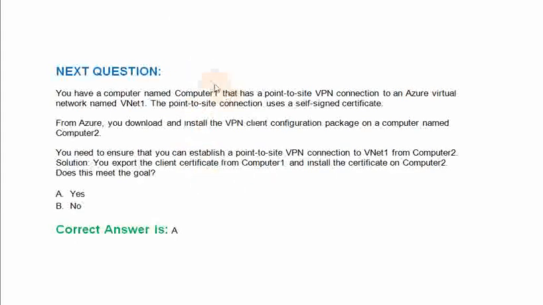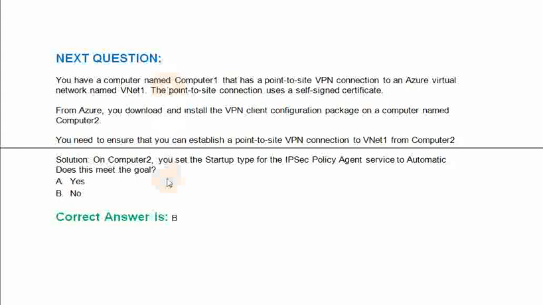For the above question, you find a solution: you export the client certificate from computer 1 and install the certificate on computer 2. Does this meet the goal? Option A yes, option B no. The correct answer is option A. For the above question, on computer 2, you set the startup type for the IPsec policy agent service to automatic. Does this meet the goal? Option A yes, option B no. The correct answer is option B.